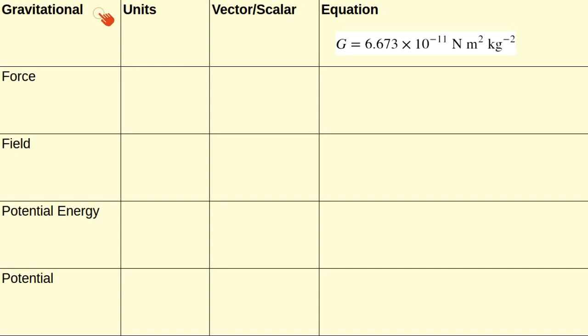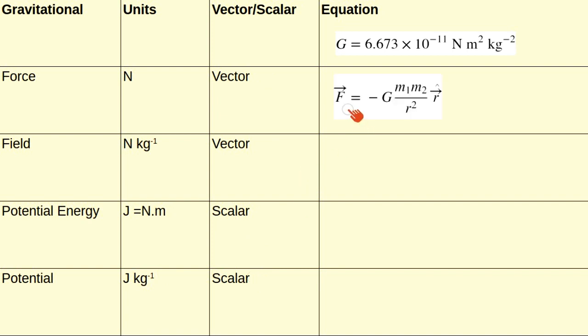So the very first table, we have gravitational as a heading here. We have units, vector or scalar, the equation, and the constant here is the gravitational constant big G, 6.673 times 10 to the minus 11 Newton meter squared per kilogram squared. And the vertical, we have force, field, potential energy, potential. The units are Newton, Newton per kilogram, a joule, which is a Newton times a meter, and a joule per kilogram. The vector scalar drops out, vector, vector, scalar, scalar, in that order.